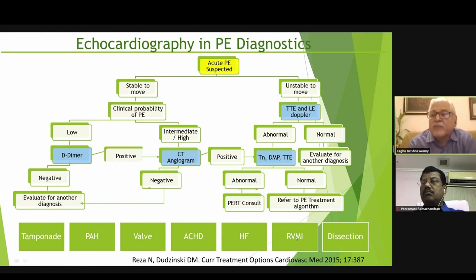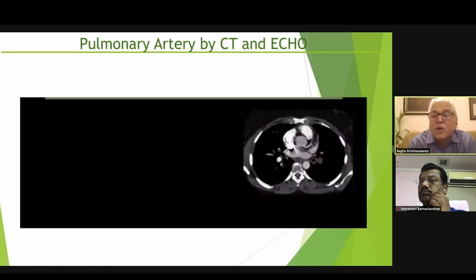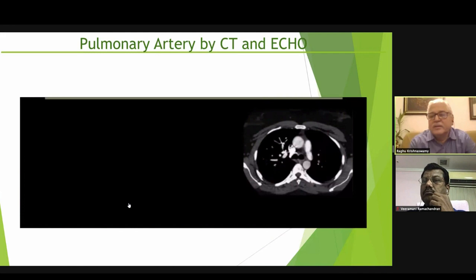Right ventricular myocardial infarction is a particularly great mimic of pulmonary embolism, and dissection can present with hypertension, with a suggestion that it might be because of pulmonary embolism, and an echo, if it picks up a dissection, can easily rule out pulmonary embolism as the cause. Now, look at this CT.